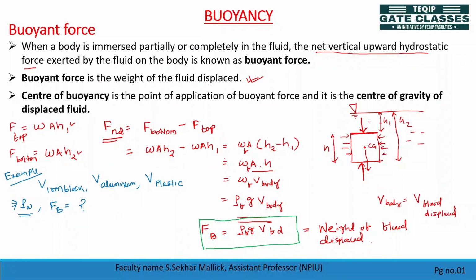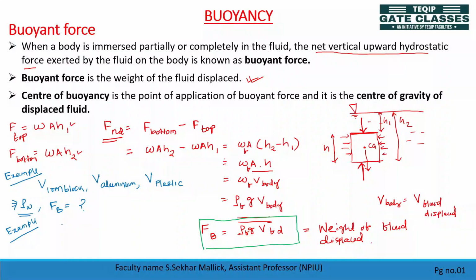Okay, and if the weight of this aluminium block is greater than the weight of fluid displaced, then it will sink, and if it is not, then it will float. And plastic, we know plastic will float. Let's take one more example.